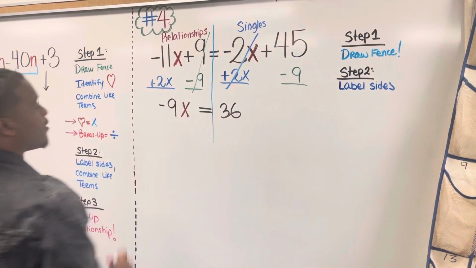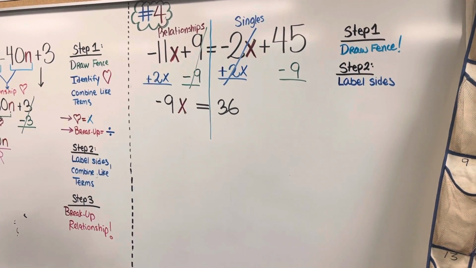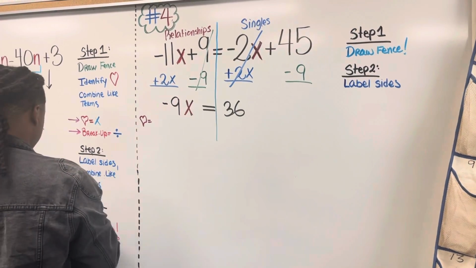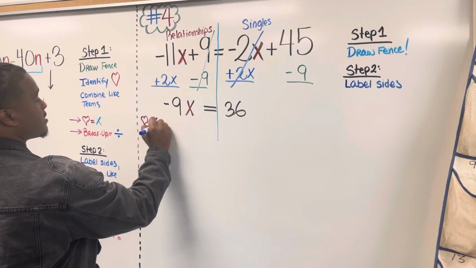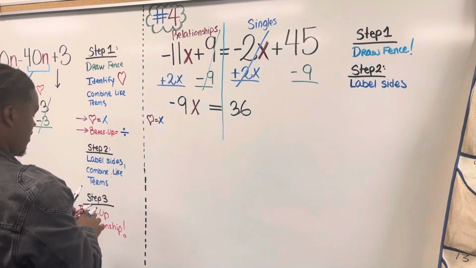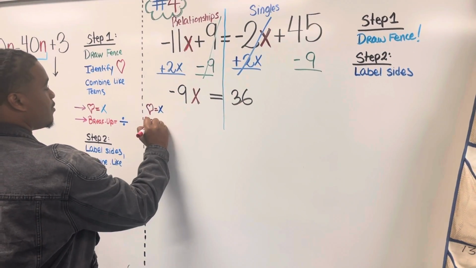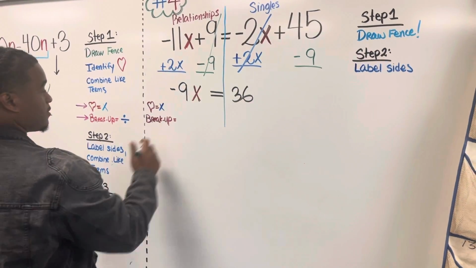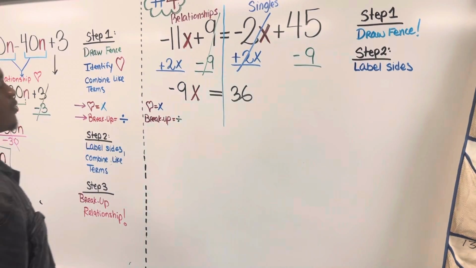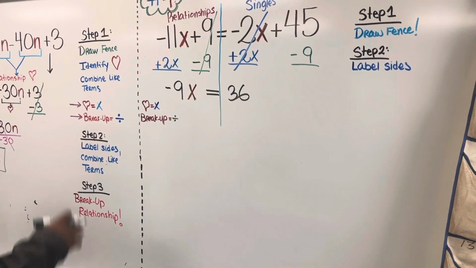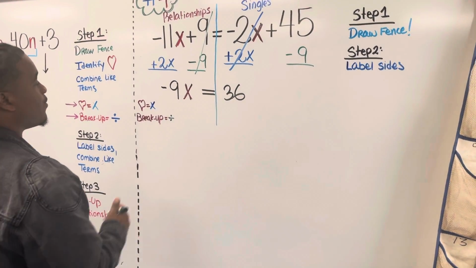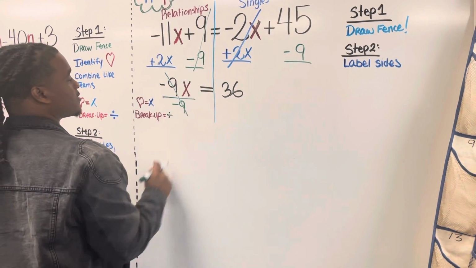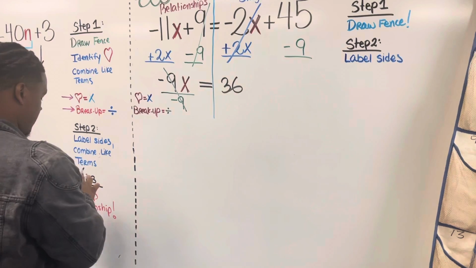Now we have negative 9x equals 36. Negative 9 and x are in a multiplication relationship because it's saying negative 9 times x, not negative 9 divided by x. That means the breakup will have to be the opposite of multiplication, which is division. In order for us to break up negative 9 and x so we can find the true value of x, we have to divide both sides by negative 9, because negative 9 is breaking up with x. So negative 9x divided by negative 9 is just x.